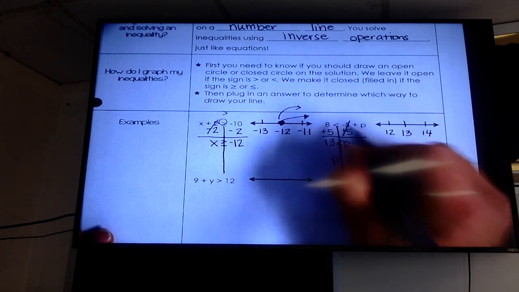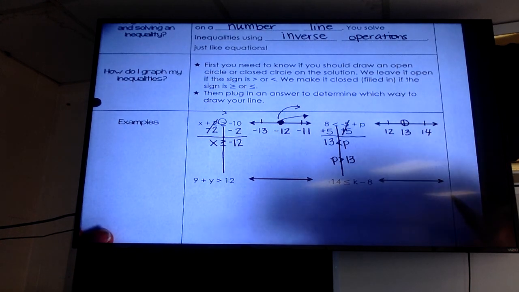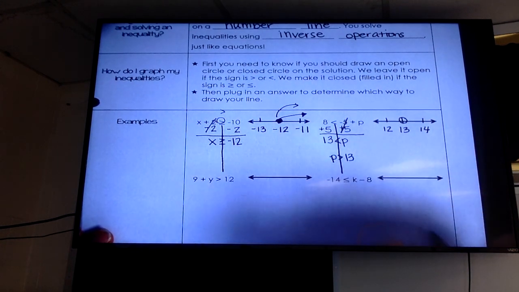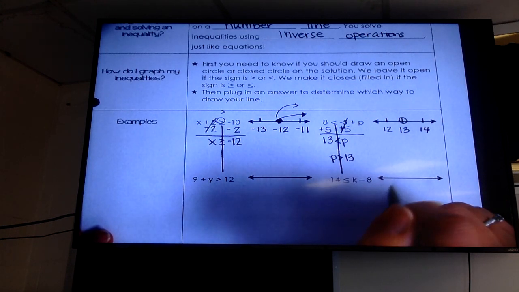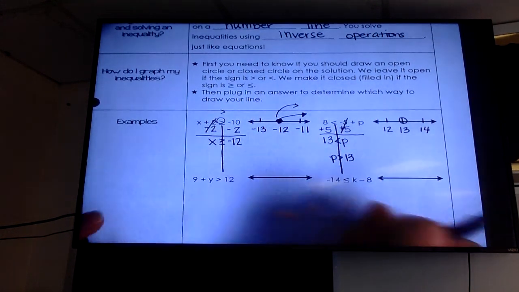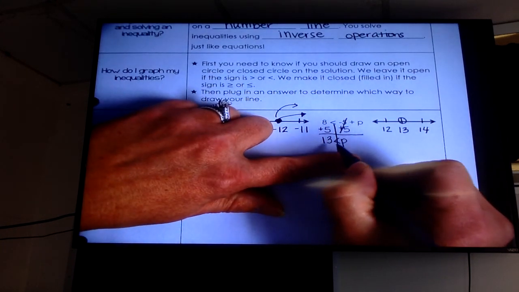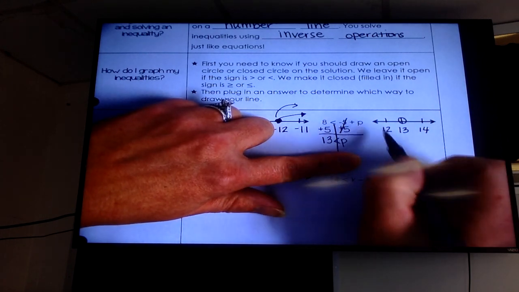I'm going to look, it's just the less than sign, not or equal to, so I'm going to have an open circle on the number 13, meaning we don't want to include it. 13 is not less than 13. That doesn't make sense. And then I'm going to graph it. Now, be careful here. If you chose not to rewrite it like this, and you just left it like this, my variable doesn't come first here. So that arrow trick is not going to work. You would definitely have to plug in a number.